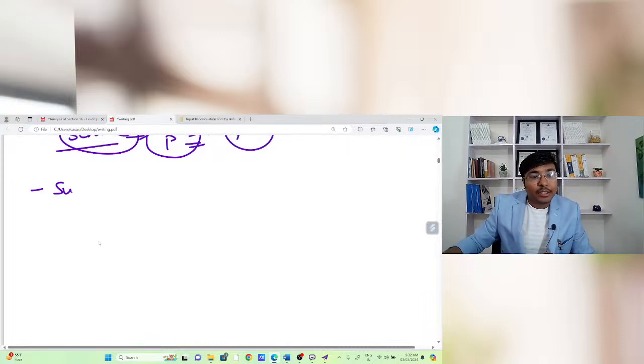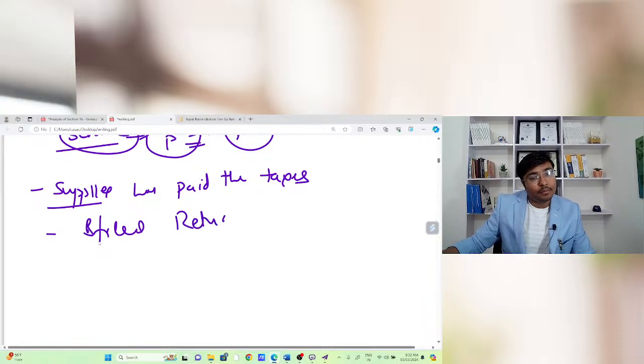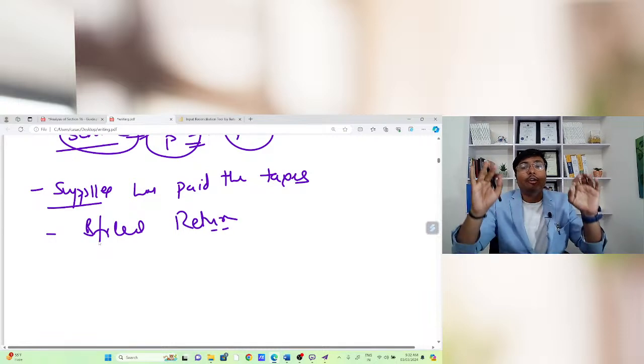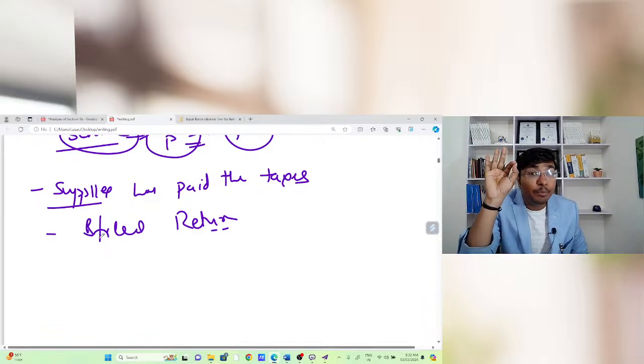Now, next condition, supplier has paid the taxes, and the last condition, filed the return. After fulfilling all these types of conditions, the taxpayer will be eligible to claim the input tax credit.